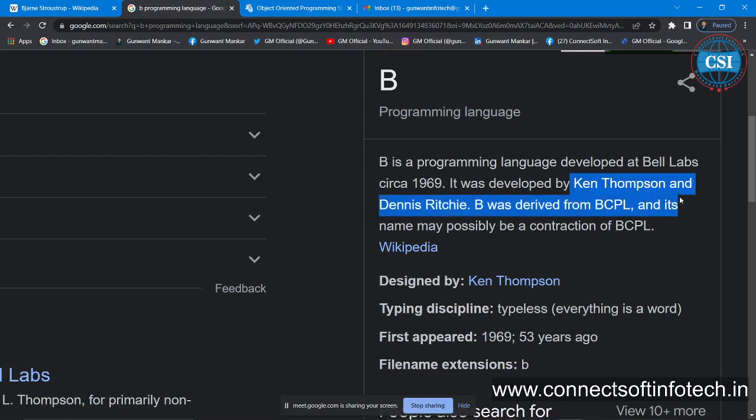The C programming language was first developed to design and develop an operating system. The Unix operating system was completely designed in the C programming language. The person behind that is Ken Thompson. B was derived from BCPL, and its name may mostly be a contraction of BCPL.